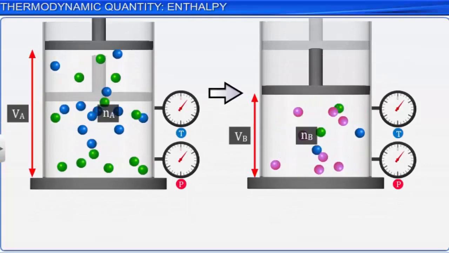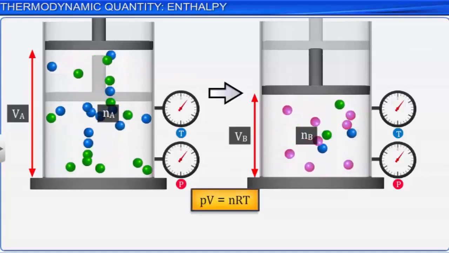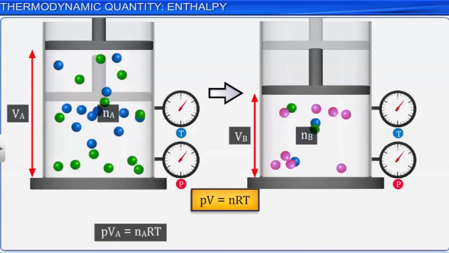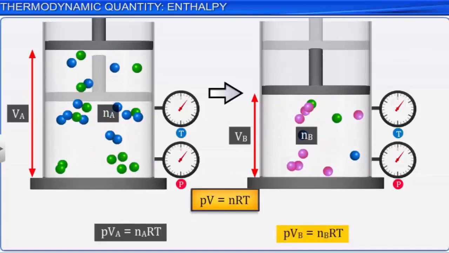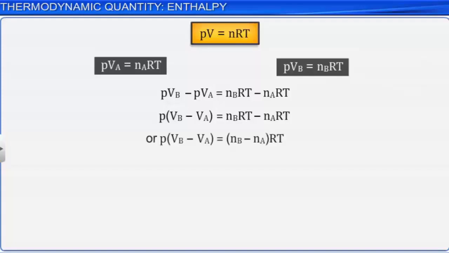We know that according to the ideal gas equation, PV equals nRT. Thus, for the reactants, PVA equals nARt, and for the products, PVB equals nBRT. Thus, PVB minus PVA equals nBRT minus nART, or P(VB minus VA) is equal to (nB minus nA)RT. That is, pressure P multiplied by change in volume, delta V, equals change in number of moles of gas, delta n g, RT. Note that delta n g is the number of moles of gaseous products minus the number of moles of gaseous reactants.